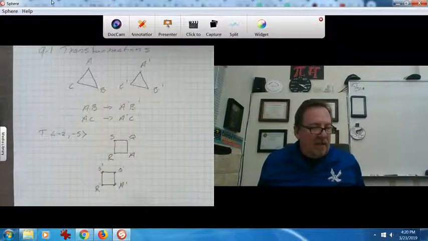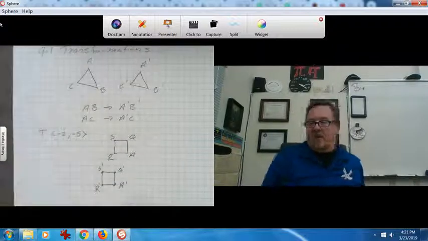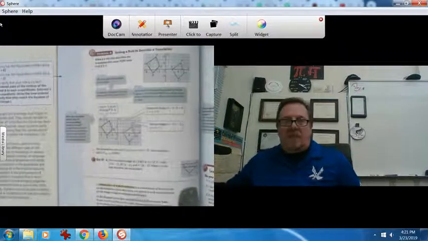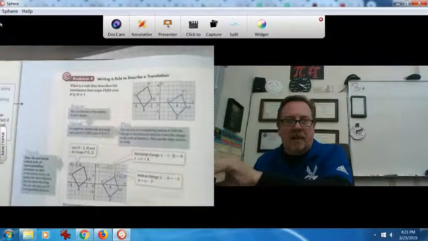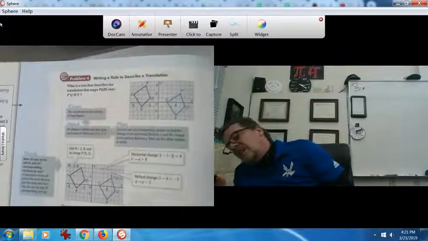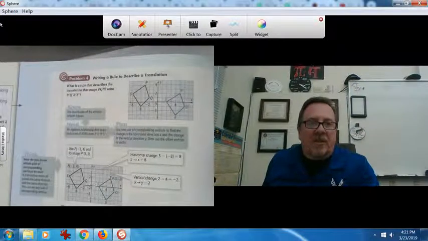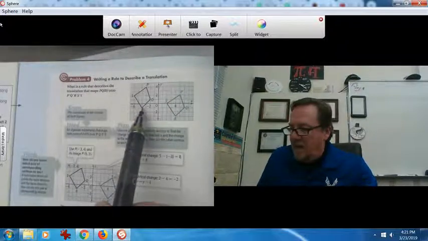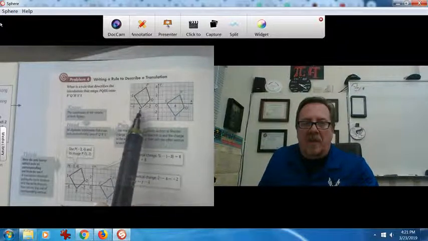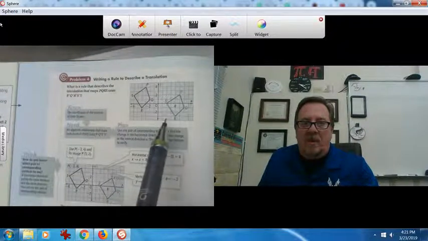If you take a look at problem number 4, I'm going to slide my book over because I don't want to draw this. If you take a look at problem number 4 in the book, zoom in on that. It says, what rule would describe the translation that maps PQRS onto P prime, Q prime, R prime, S prime? Well, notice this is the pre-image, right? It's PQRS, and it's going to be mapped over here to P prime, Q prime, R prime, S prime.